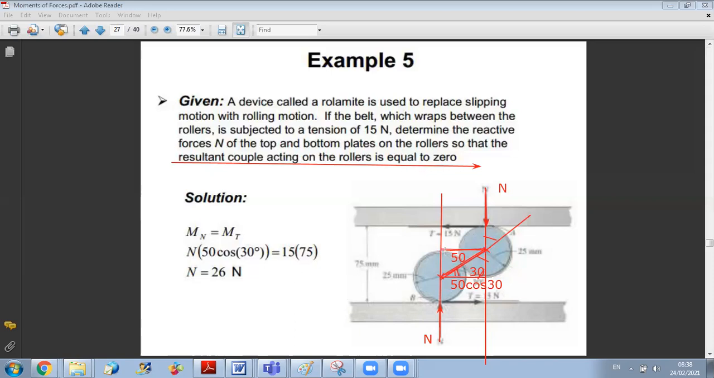You need to find the perpendicular. And to find the perpendicular, in this right triangle, you have the hypotenuse is 50 millimeters, and this angle is 30. Okay, so all you have to do to find the distance D is to do 50 cosine 30. Okay?